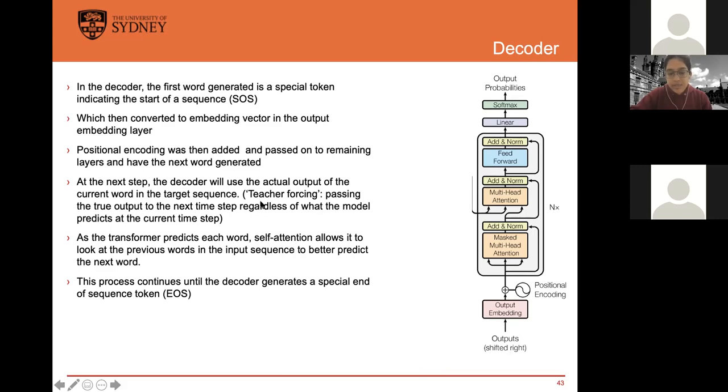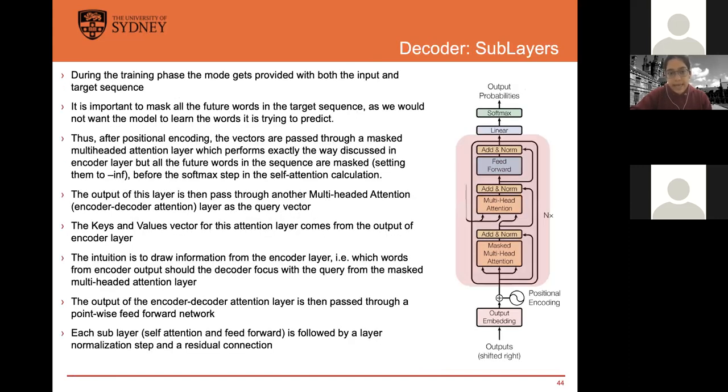So this process continues until the entire sequence is completed and it generates a special token, which is the end of sequence token, EOS. So I'll go into the sublayers in detail now.